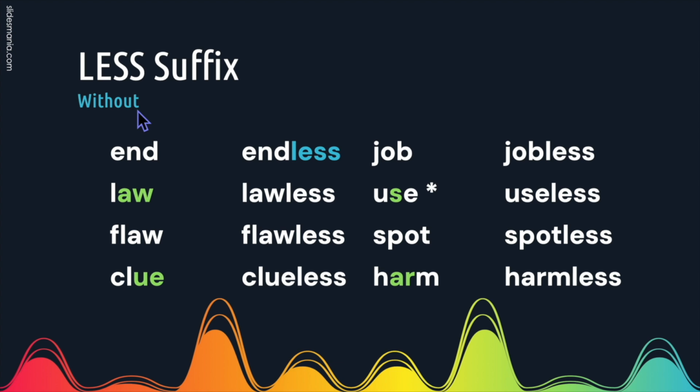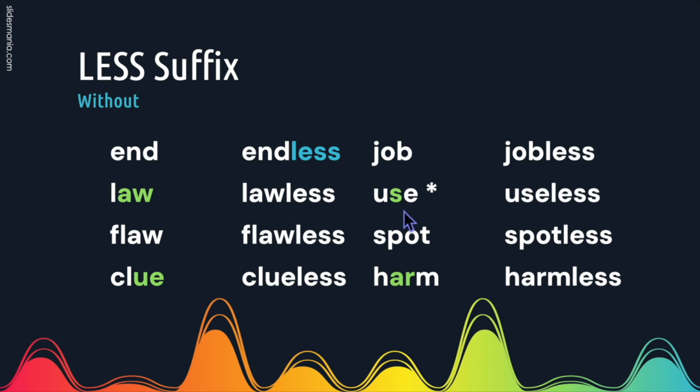The suffix less means without. So here we have end. So endless means something that doesn't have an end. Job, jobless. Somebody who is jobless doesn't have a job. AW says aw, so law, lawless. Lawless would mean without a law.